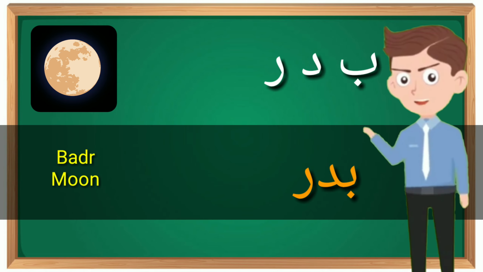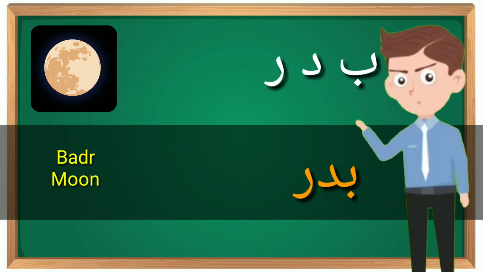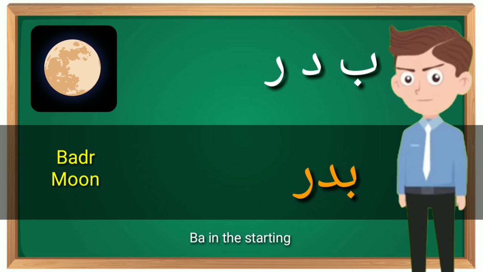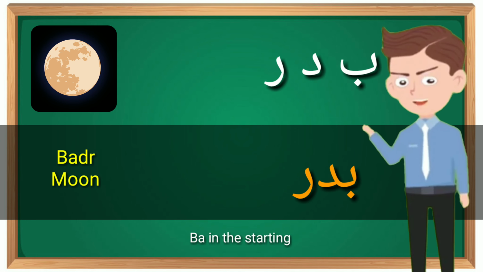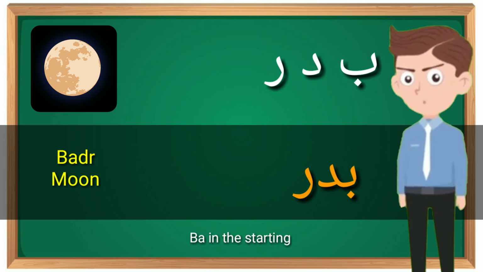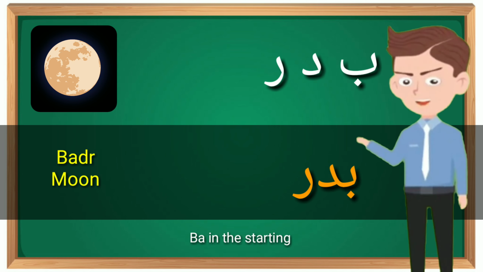You can see here the first letter ba we have joined with the next letter dal. So you can see the shape of ba while joining at the start. So we can read it Badr, Badr.